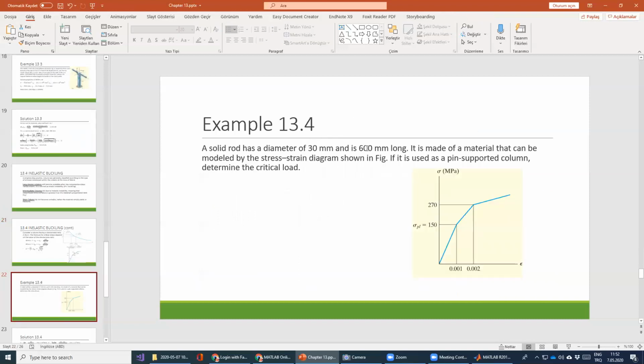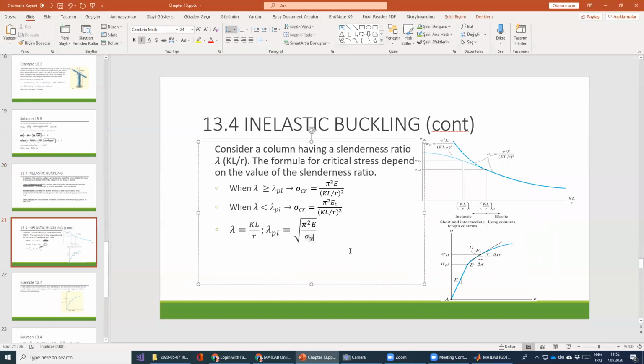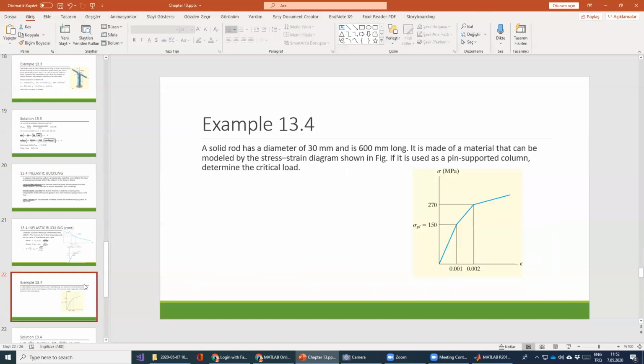Let's start by solving example 13.4. We have a stress-strain diagram given. Sigma PL means the yield, the plastic limit case. I don't need to use sigma y, sigma PL is okay, so you don't need to be confused about the yield stress. Sigma PL is given here as 150, and 270 is the second change in the modulus of elasticity.